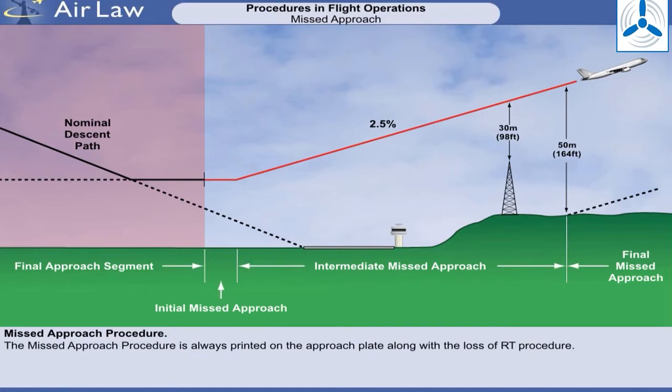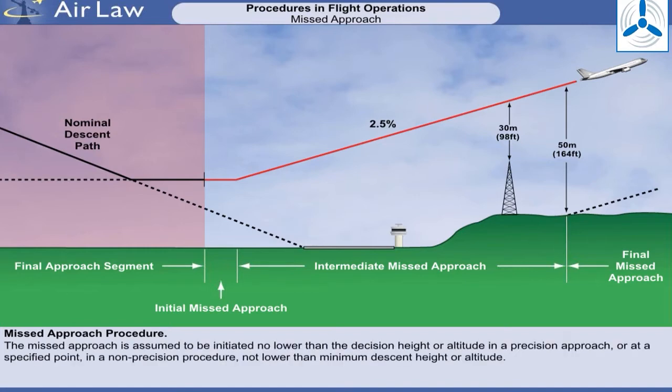The missed approach procedure is always detailed on the instrument approach plate, together with the loss of RT procedure, and it is expected that a pilot will fly the procedure as published. The missed approach is assumed to be initiated no lower than the decision height or altitude in a precision approach, or at a specified point in a non-precision procedure, not lower than minimum descent height or altitude.